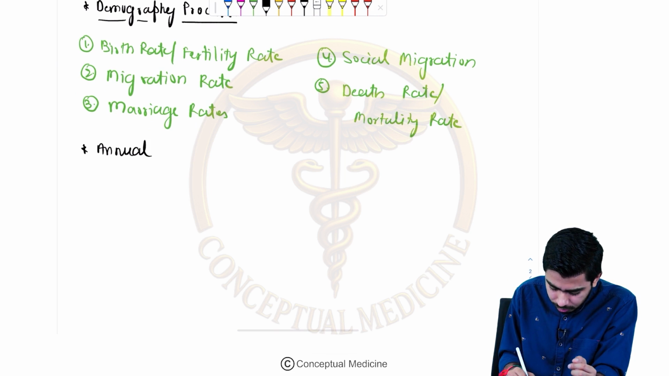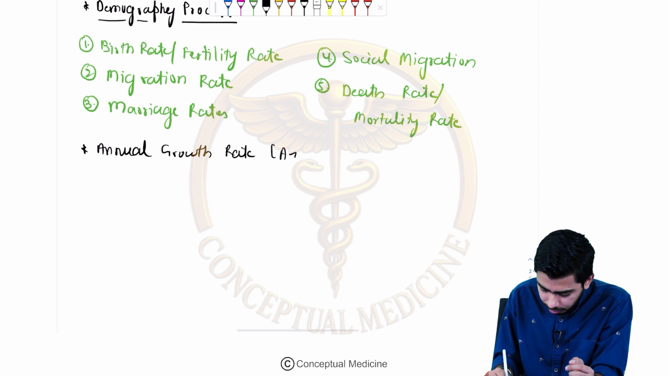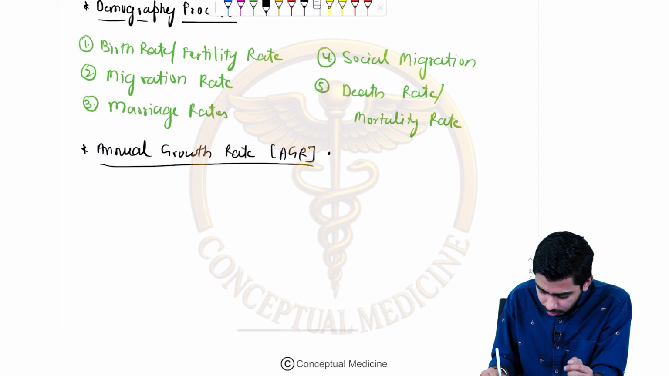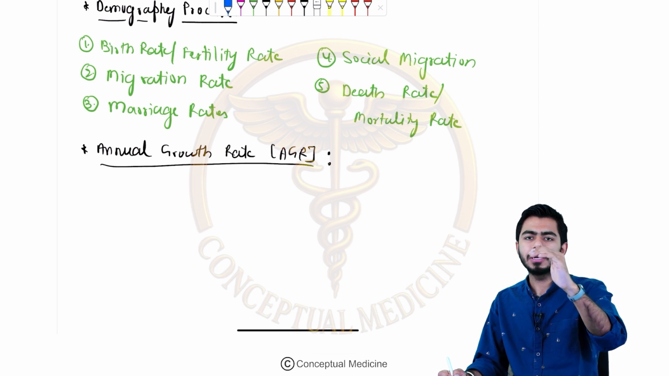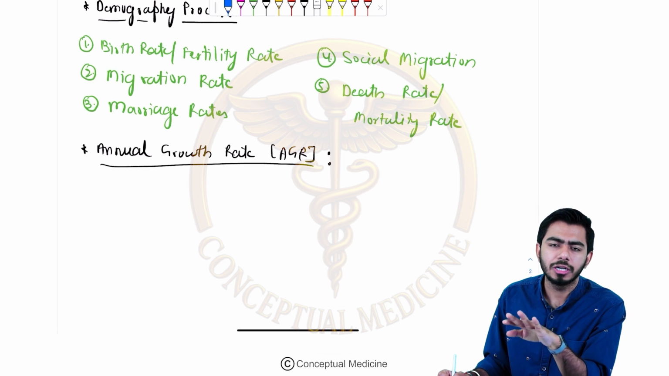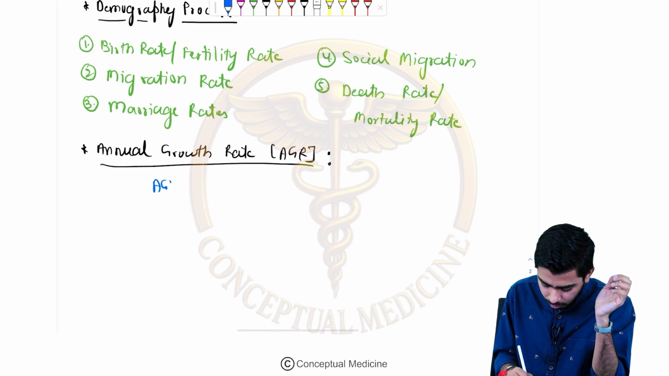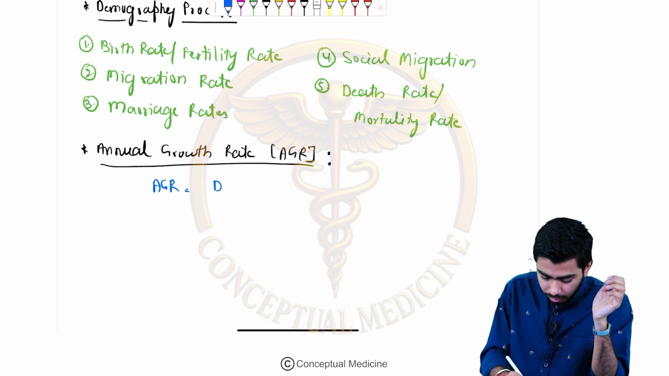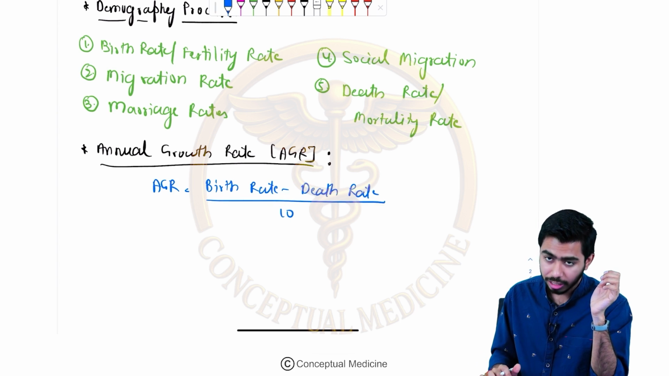What is annual growth rate? That is the AGR, the annual growth rate. In the annual growth rate, we are talking about the demographic gap divided by 10. What was the demographic gap? The difference between the birth rate and death rate. Birth rate minus death rate, if you divide it by 10, that is the annual growth rate.